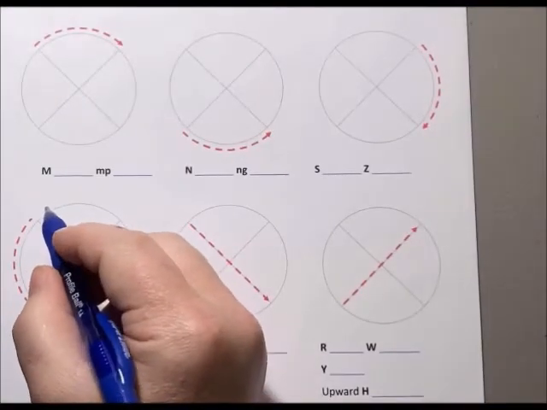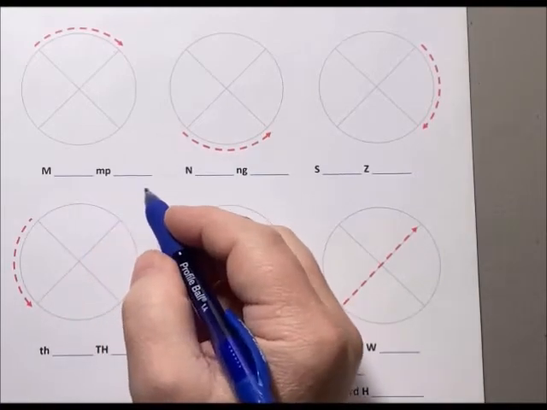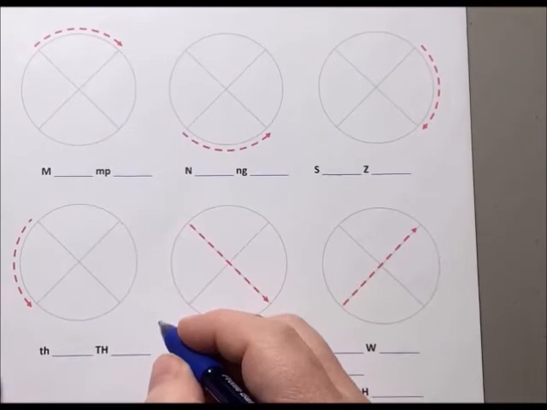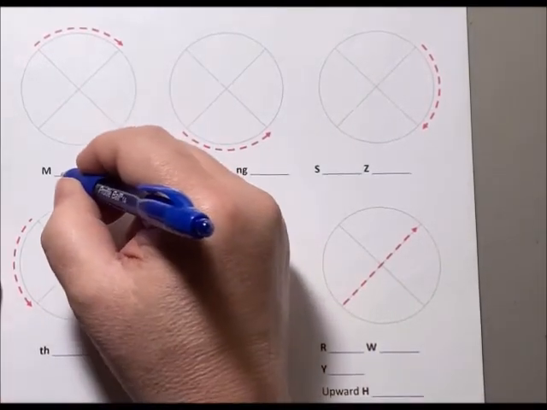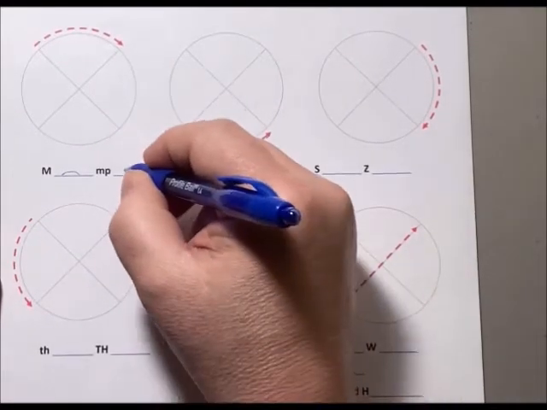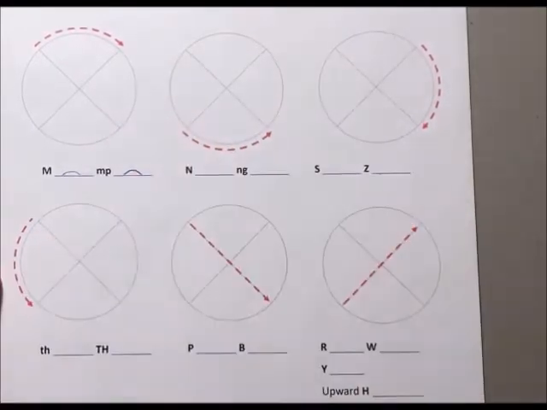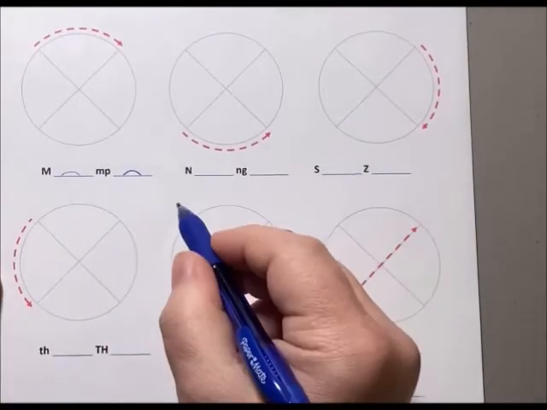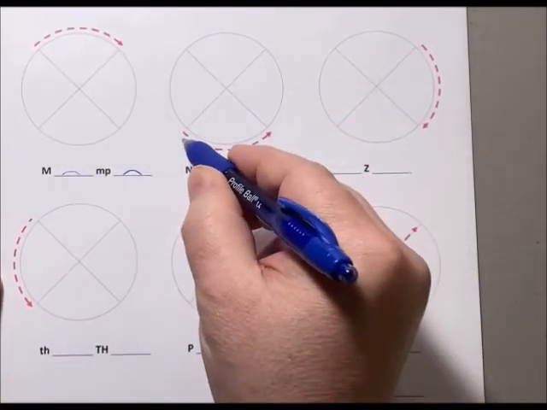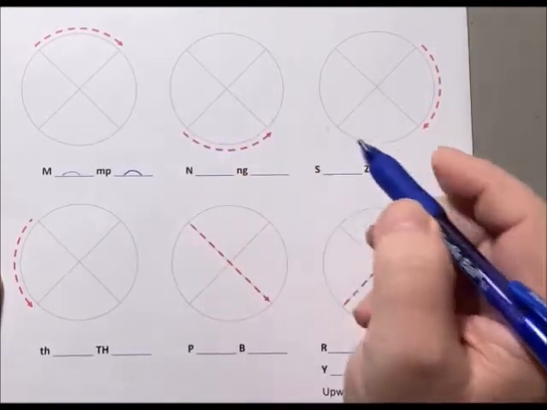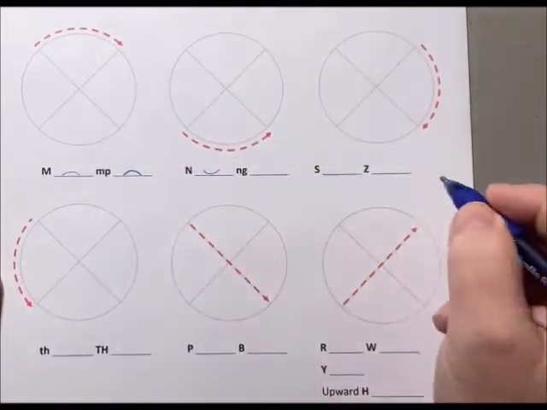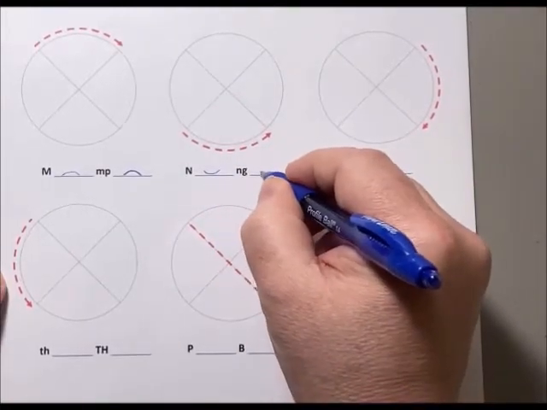The M and the MP are represented by this upward arc. So the M is the light stroke, whereas the MP is the heavy stroke. For N and NG, it is represented by this curve on the bottom of the circle. For N, it is the light stroke. For NG, the heavy stroke.